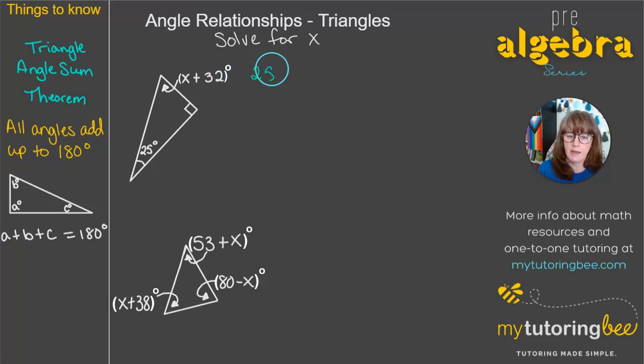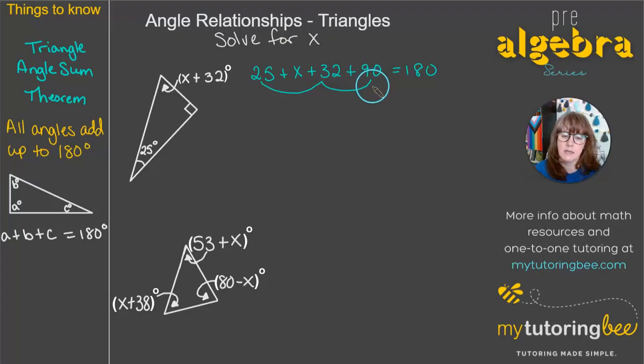So we are going to add up all of these angle measurements just like this and set it equal to 180. So what I'm going to do is go ahead and combine my like terms, the 25, the 32, and the 90. Let's see, so 25 plus 32 gives us 57, and 57 plus 90 gives us 147. So 147 plus x equals 180. Okay, and then to solve for that x, we're going to subtract 147 from both sides, leaving us with x over here on the left, and then let's go ahead and do some regrouping. So it looks like we're left with 33.